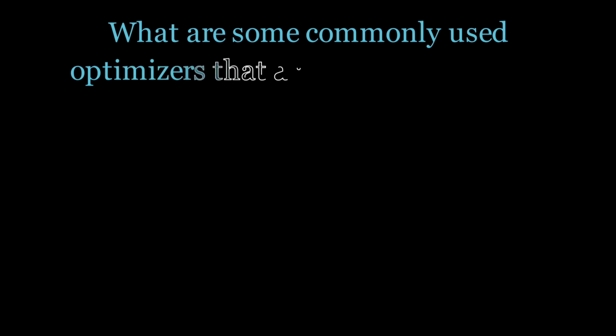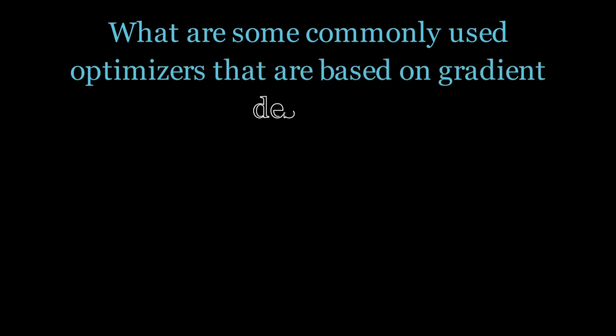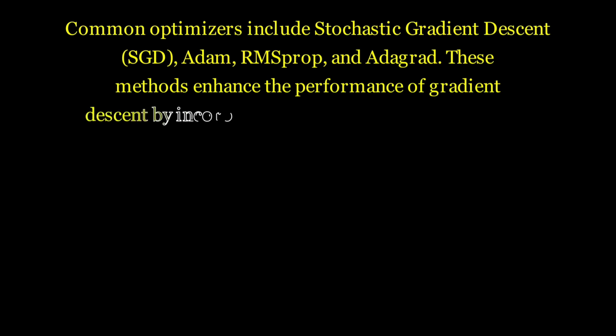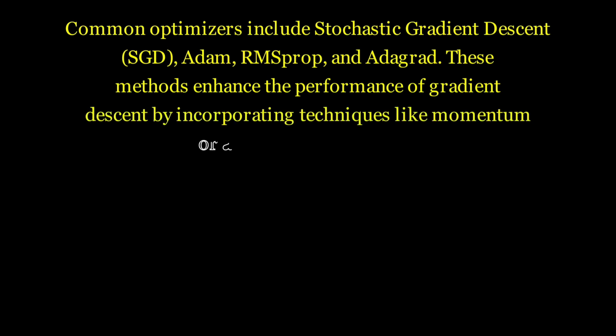What are some commonly used optimizers that are based on gradient descent? Common optimizers are stochastic gradient descent (SGD), Adam, RMSprop, and Adagrad. These methods improve the performance of gradient descent by incorporating techniques like momentum or adaptive learning rates.